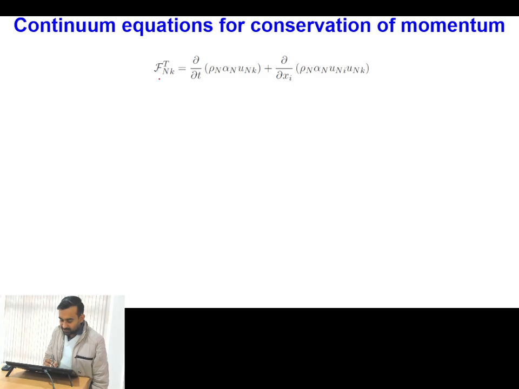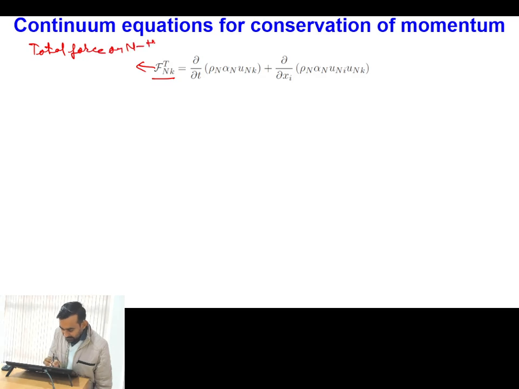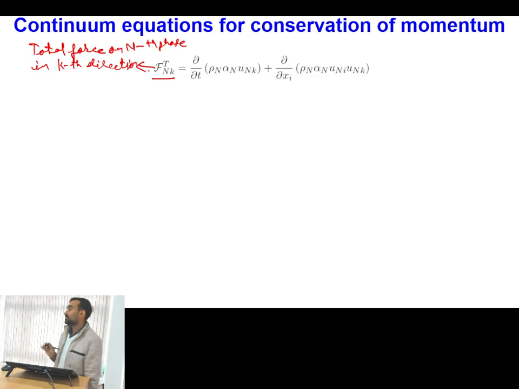Now you come to this equation. What do we have in this equation? What is the left hand side? F, capital F force, n represents the force acting on nth phase, k represents the kth direction, and capital T in the subscript represents the total. So F n k T is the total force on nth phase in kth direction. That is the physical interpretation of this single term.